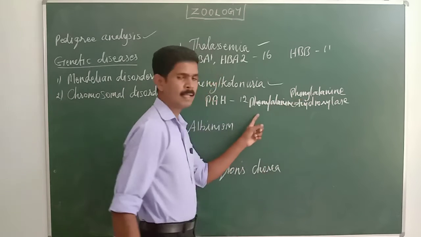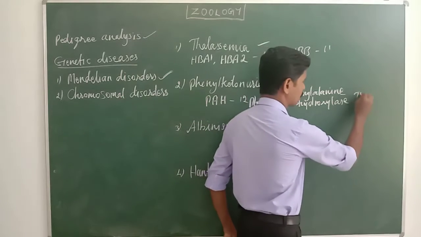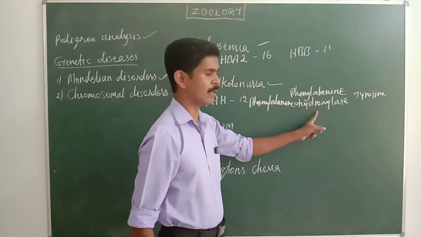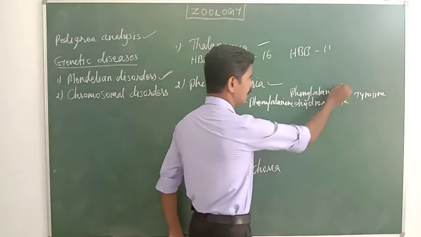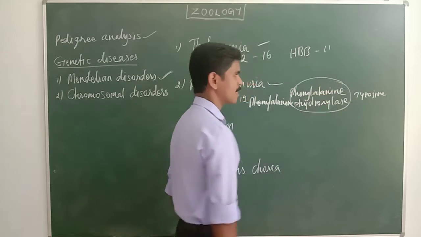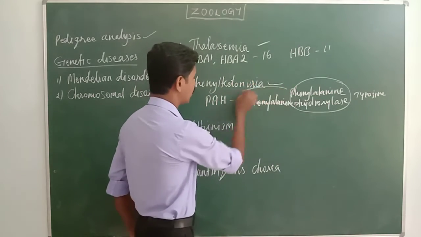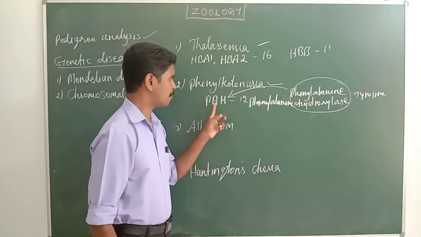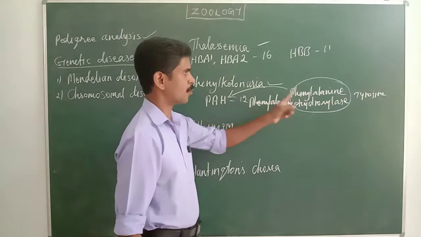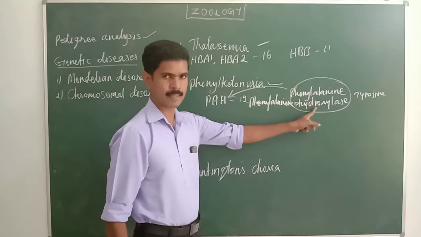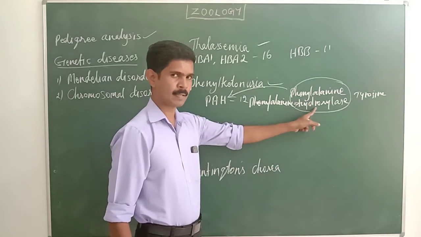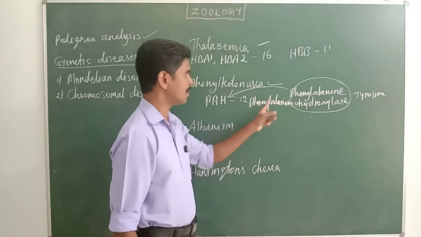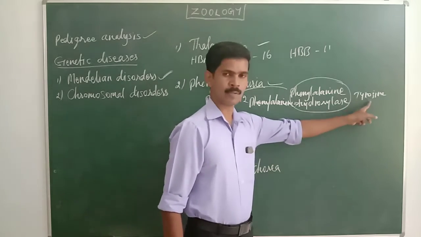So this phenylalanine is converted into tyrosine with the help of the enzyme called phenylalanine hydroxylase. The production of this phenylalanine hydroxylase enzyme is controlled by the PAH gene. So the PAH gene is responsible for the production of phenylalanine hydroxylase. Understand, all of you? The function of phenylalanine hydroxylase is converting phenylalanine into tyrosine.